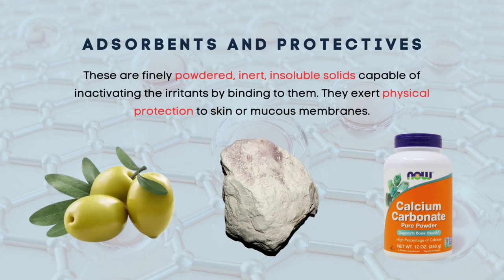So, what are these adsorbents and protectives? These are finely powdered, inert, and soluble solids capable of inactivating the irritants by binding to them. They exert physical protection to skin or mucous membranes. Here are some examples of adsorbents and protectives. We have olive oil, kaolin, and calcium carbonate.